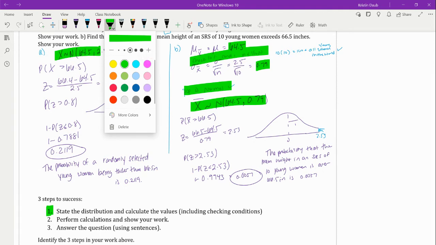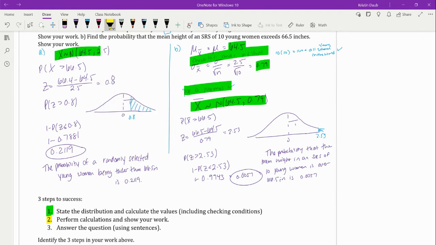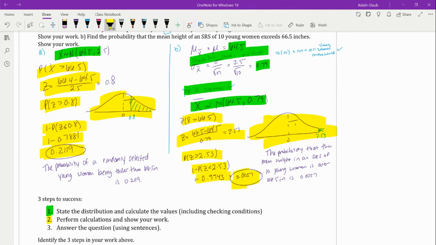Let's choose a color we haven't seen. We've seen purple on there. I guess I'll use yellow. I'll do yellow for part 2, perform the calculations. This is going to be actually finding our z-score, writing our probability statement, showing our work. This is all related to showing our work: performing these calculations, plugging everything in, and showing our work.